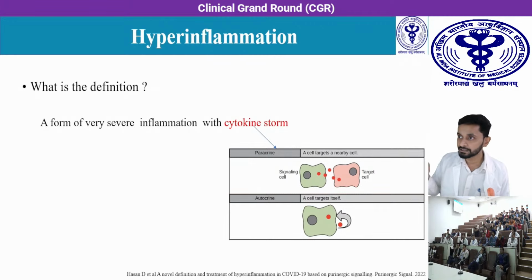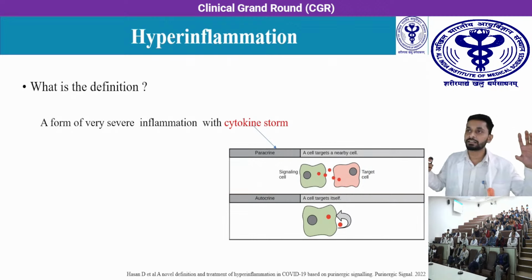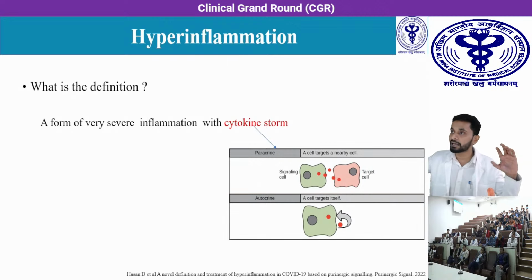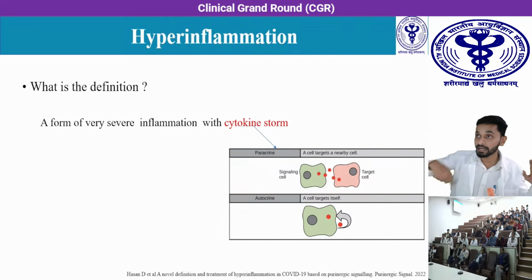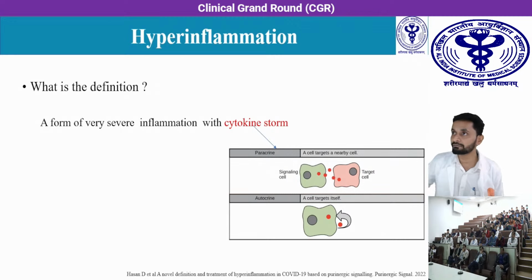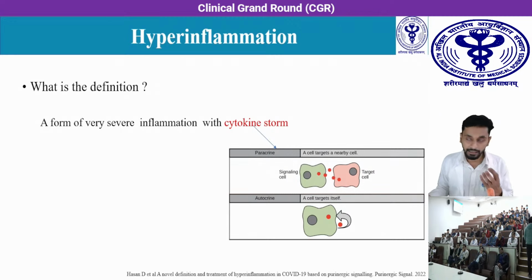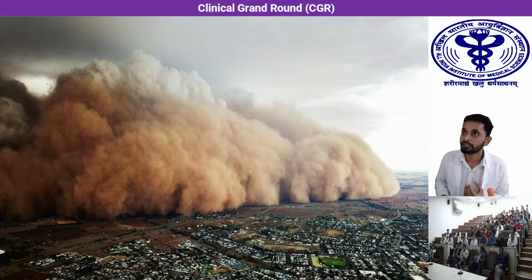Cytokine has two functions: autocrine function and paracrine function. So when a macrophage is stimulated and TNF alpha is released, it will act on itself and on neighbor cells, which is called paracrine function. This happens in a regulated manner. But in a cytokine storm, it leads to the dysregulation of autocrine and paracrine function.